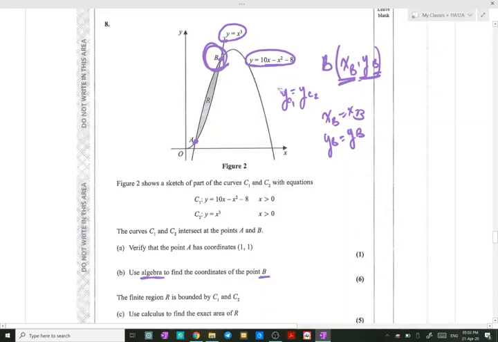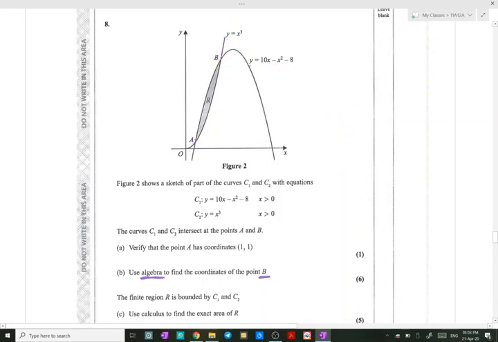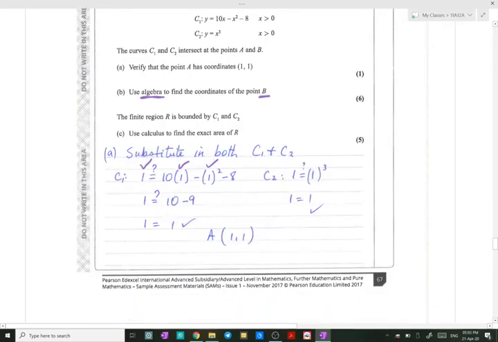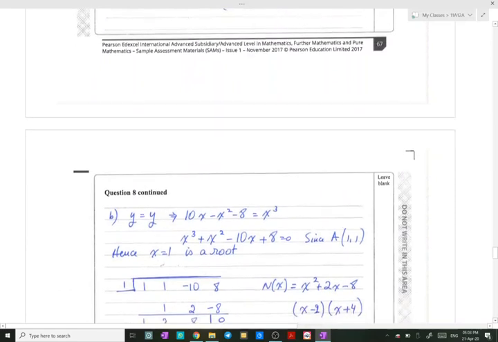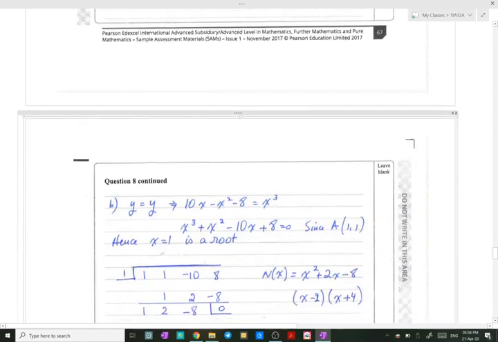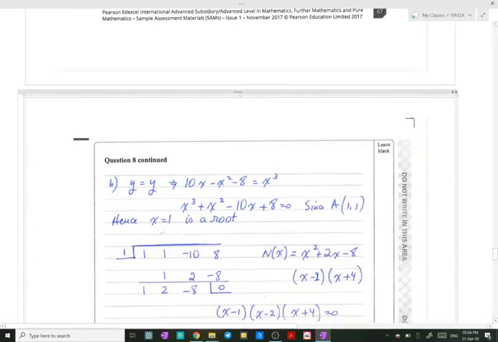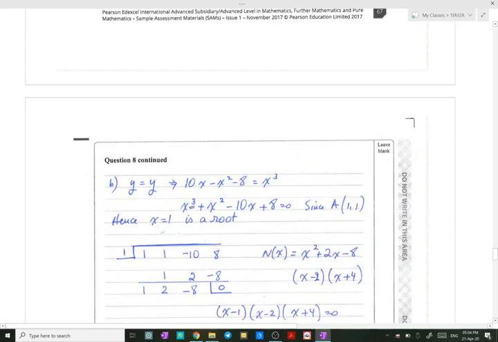So we write y equals y in order for us to find the coordinates of B. In order to start solving for x, we have to take everything on one side and equate the equation to 0. We notice that we have a cubic function, therefore in order to solve for x we need to factorize this cubic function, and in order to start factorizing it we're going to need a factor.